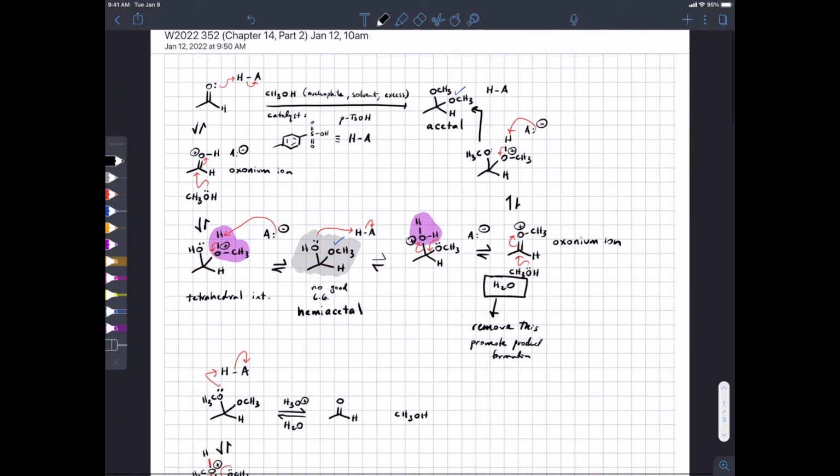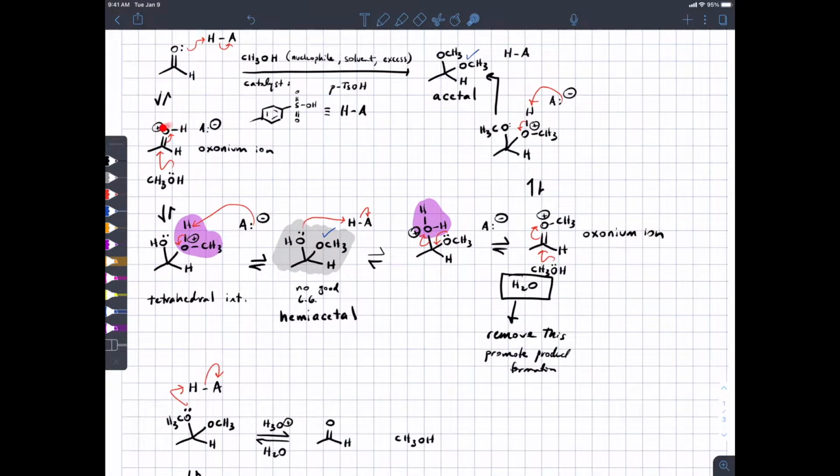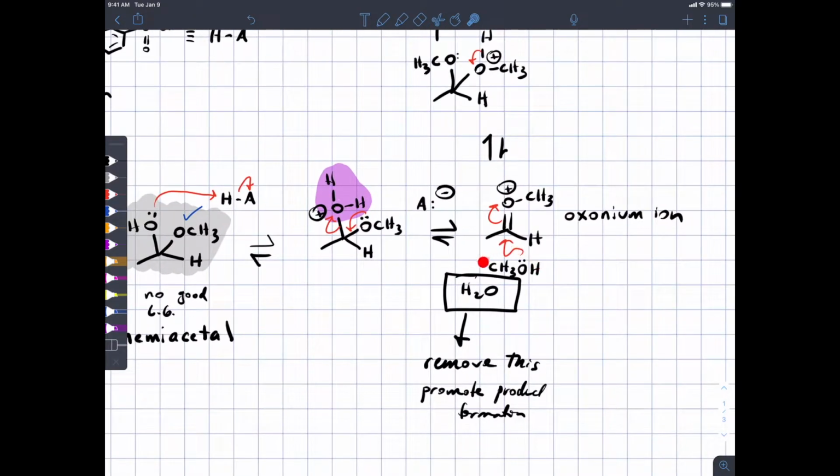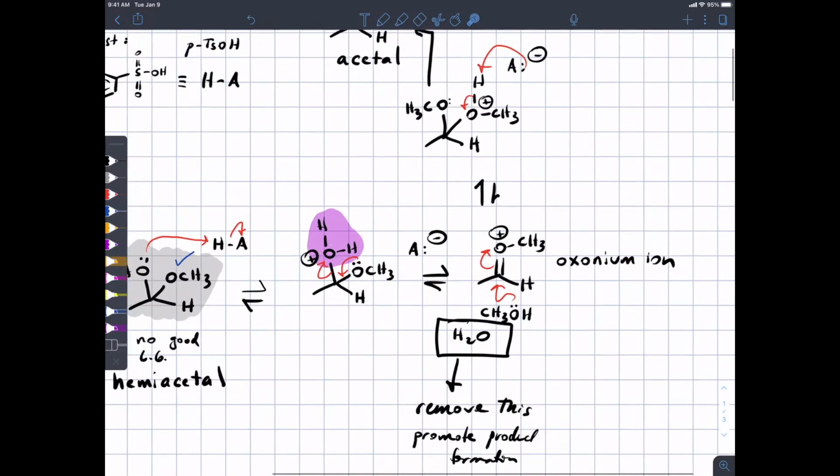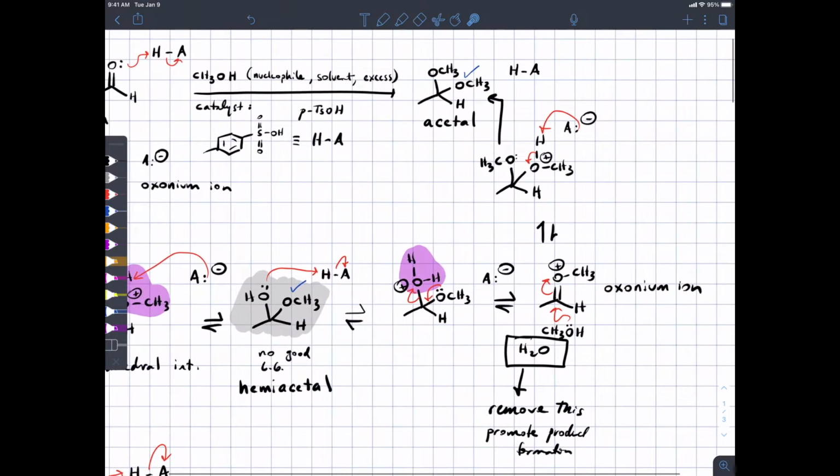The difference between this and the other oxonium ion we encountered earlier is that this oxygen was positively charged because it was protonated. This oxygen's positively charged because, in addition to the pi bond and the sigma bond here, it's bonded to an alkyl group. At that stage, neutral methanol can attack to generate this tetrahedral intermediate. Again, that methanol that just attacked is a good leaving group, but we can change it to not a good leaving group by removing a proton, and that gets us to the acetal product.